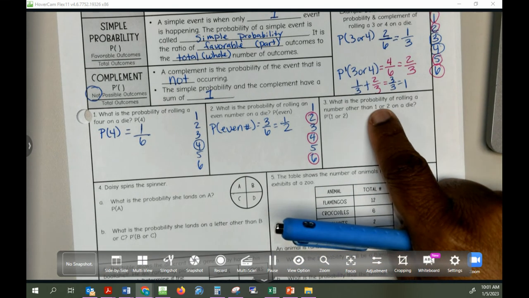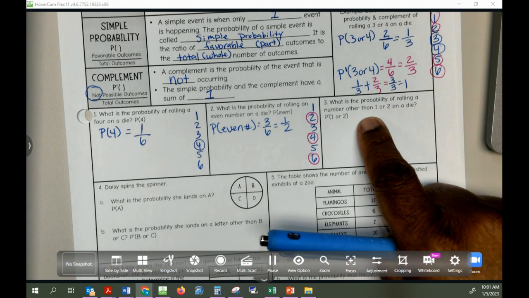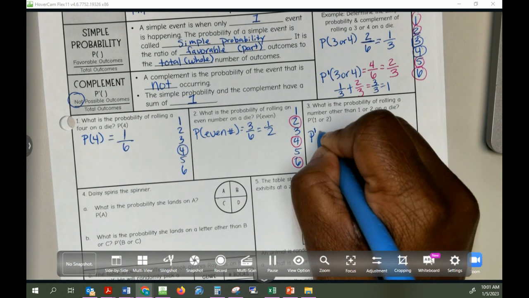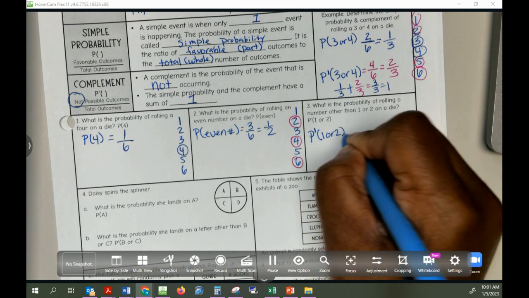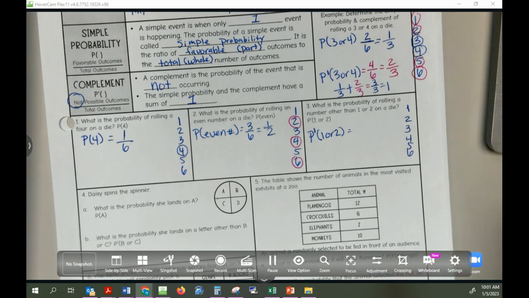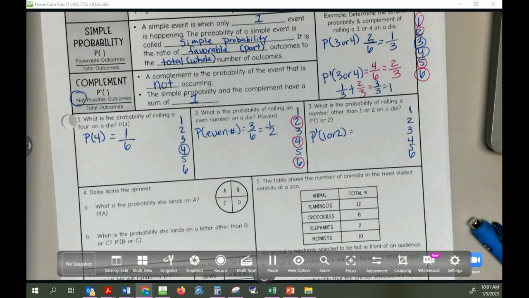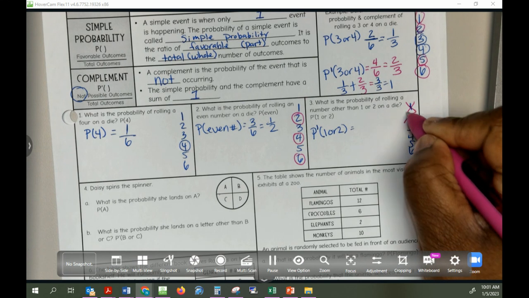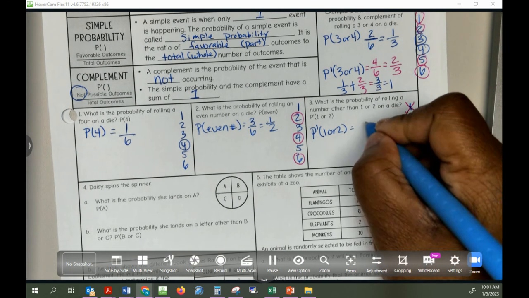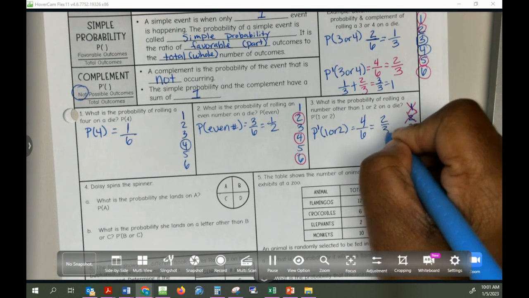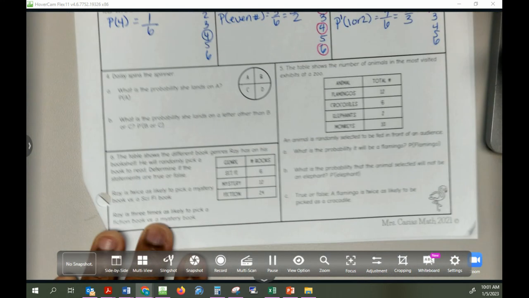Alan, what is the probability of rolling a number other than 1 or 2 on a die? So this is a complement. So we use that apostrophe. So 1 or 2. So we have our dice 1, 2, 3, 4, 5, 6. So 4 out of 6 because we want everything but the 1 or the 2. So that leaves us with 4 out of 6. And what does that simplify to? 2/3. Thank you, sir.